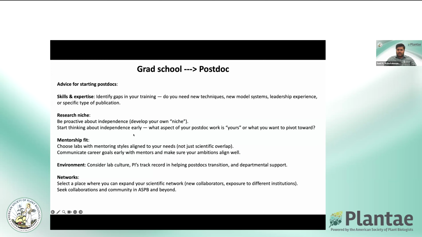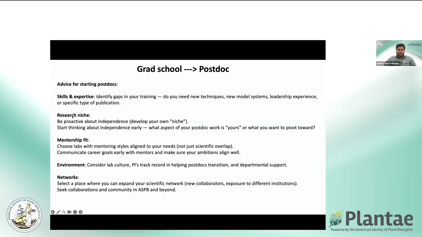This has to start early. You cannot start working on a project and then think that you can create a niche. People can do that, but if you're already thinking about this, it helps to identify what aspect of the postdoc work that you're doing can be taken as yours later. Talk to your advisor and think about that from early on, so that you can frame your research in such a way that you can also take parts of it.